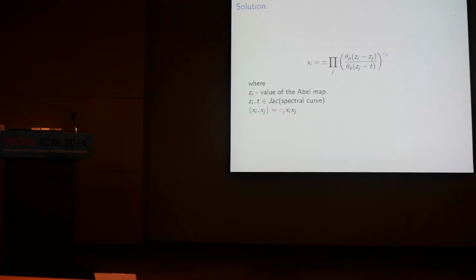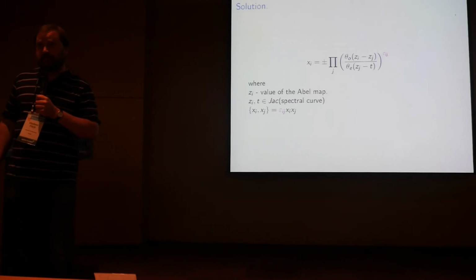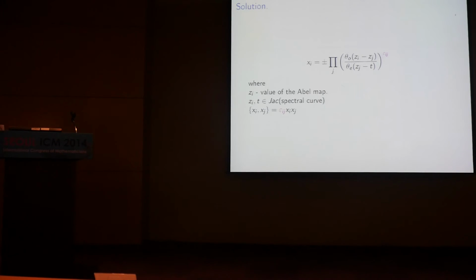Theta E is an arbitrary even theta function, a Riemann theta function. Theta O is, more or less, arbitrary, with some restriction, but I do not want to go into details. Sorry, theta O is an arbitrary odd theta function, and theta E is some particular even theta function. So you take this expression, the ratio of two theta functions, and raise it to the power epsilon ij.